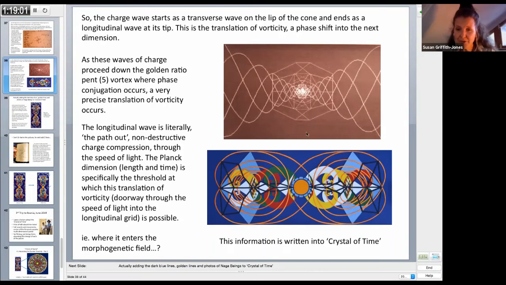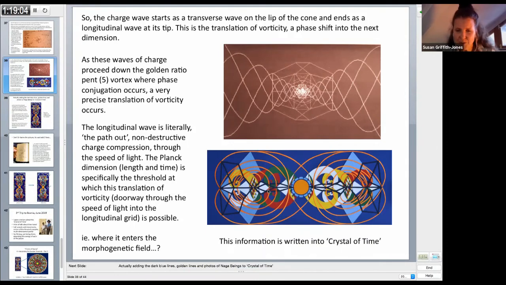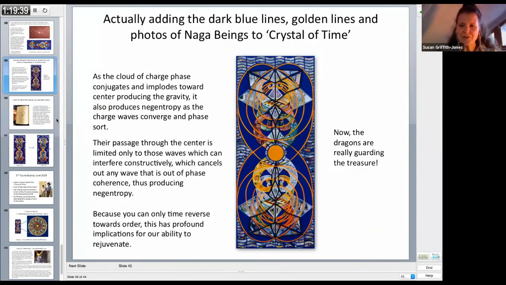This information, as you can see, look at these two pictures, this one and this one and this one, the crystal of time with the golden lines and the blue lines on top of it. This information is now embedded into the crystal of time. So we have this idea of the translation from the outer point to the inner point, this translation of transverse Hertzian wave to longitudinal scalar wave in the center. And in a minute, I'm going to show you how this expands into the next stage.